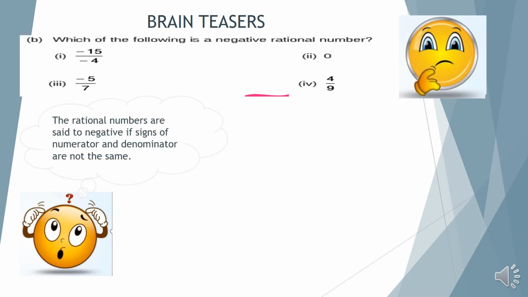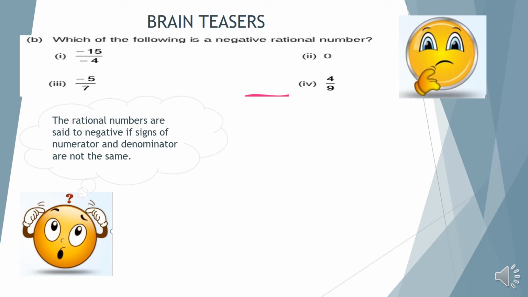So the definition is the rational numbers are said to be negative if the sign of numerator and denominator are not same. Therefore, we have to check the sign of numerator as well as denominator and check whether their sign is same or not. If the signs are same, then it is a positive rational number. Otherwise, it is a negative rational number. So let's begin with first part.